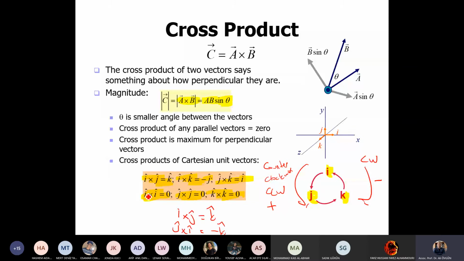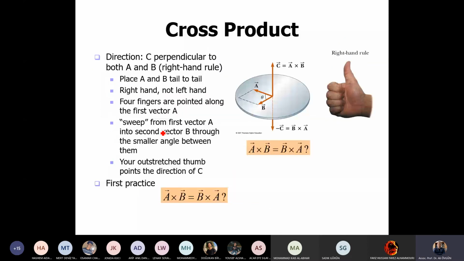And here you can see that easily. And if you want, you can use the right hand rule. So C is perpendicular to both A and B. Place A and B tail to tail, use the right hand, not the left hand. The four fingers point along the first vector A. Sweep from the first vector A into the second vector B through the smaller angle between them, and your outstretched thumb points in the direction of C.